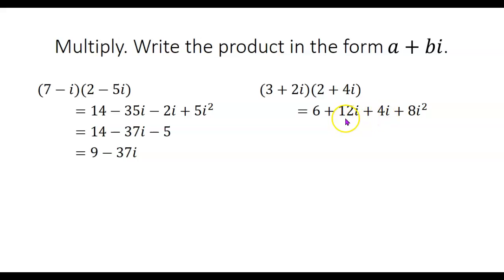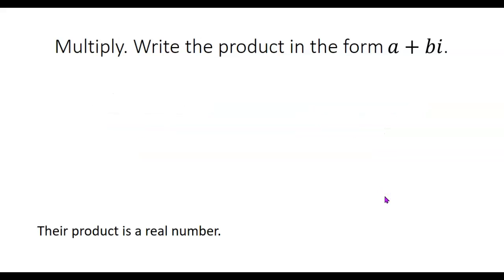Now combine the i terms and rewrite the i squared as -1, and we get 6 plus 16i minus 8. Then we can combine the 6 minus 8 into minus 2 plus 16i. So that's our answer in standard form, -2 plus 16i. Now how about 10 minus 6i times 10 plus 6i?